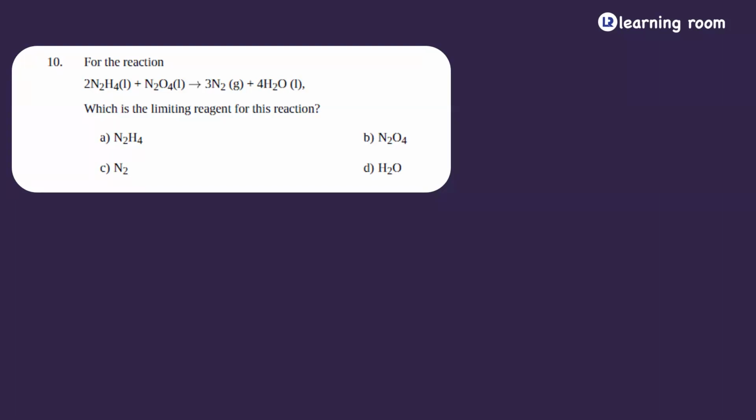So in this place the question is wrong. To find the limiting reagent, what is the mass of N2H4 taken and what is the mass of N2O4 taken, all those things should be given. If nothing is given, it's very difficult to find out which is the limiting reagent. Is that clear?